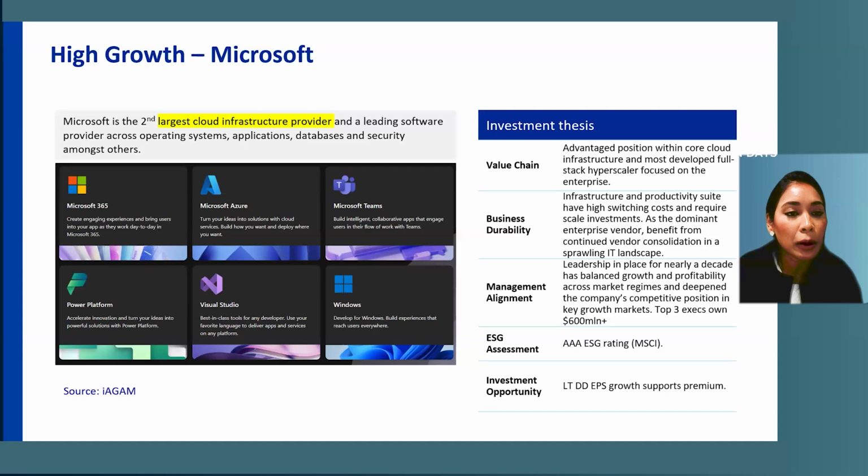How do we categorize a company as high growth? Well, we look at the earnings from 2009 to 2017, single digit earnings growth. Then we fast forward to 2018 to 2024, low teens growth. This is how you categorize a company from growth to high growth.